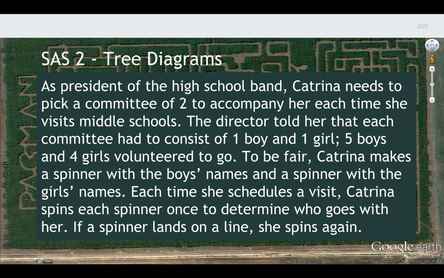All right. President of the high school band, Katrina needs to pick a committee of 2 to accompany her each time she visits middle schools. The director told her that each committee has to consist of 1 boy and 1 girl. 5 boys and 4 girls volunteer to go. To be fair, Katrina makes a spinner with the boys' names and a spinner with the girls' names. Each time she schedules a visit, Katrina spins each spinner once to determine who goes with her. If the spinner lands on a line, she spins again.